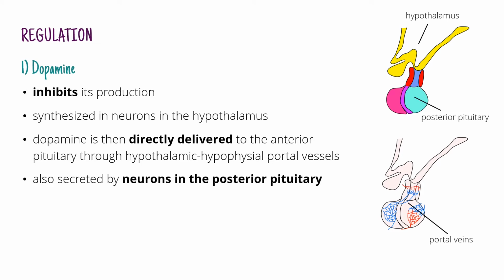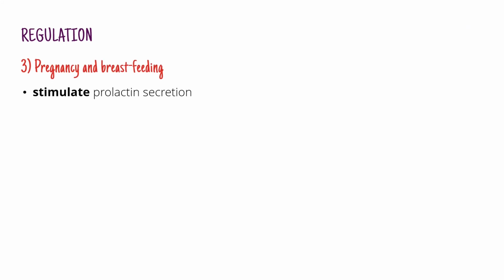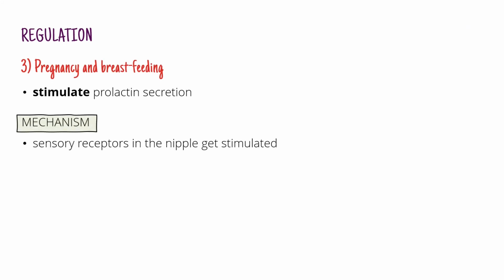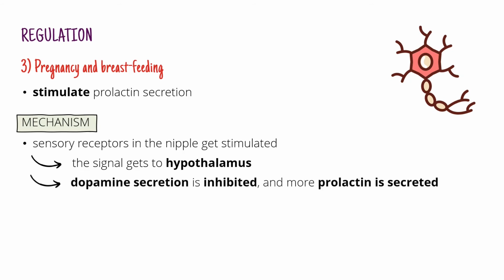Its most important stimulatory factor is thyrotropin-releasing hormone, which stimulates the production and secretion of prolactin, but also of thyroid-stimulating hormone. Of course, prolactin secretion is also stimulated by pregnancy and breastfeeding. During breastfeeding, sensory receptors in the nipple get stimulated, and they transmit the signal to the hypothalamus. The hypothalamus inhibits the secretion of dopamine, which again inhibits prolactin secretion, and prolactin is then secreted.